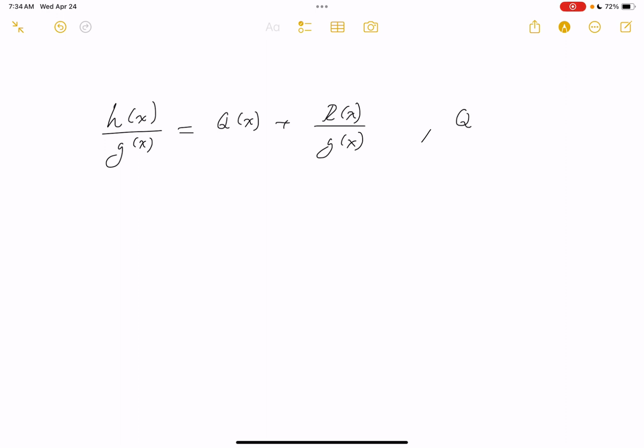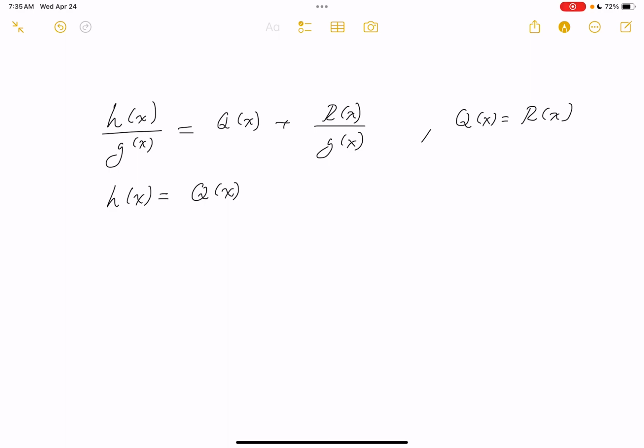And again, I've got the question in front of me. They said when h of x is divided by g of x, there would be a quotient and there would be a remainder. That remainder is going to be divided by g of x, by the way. And they go on to say that q of x is equal to r of x. That's an important fact.